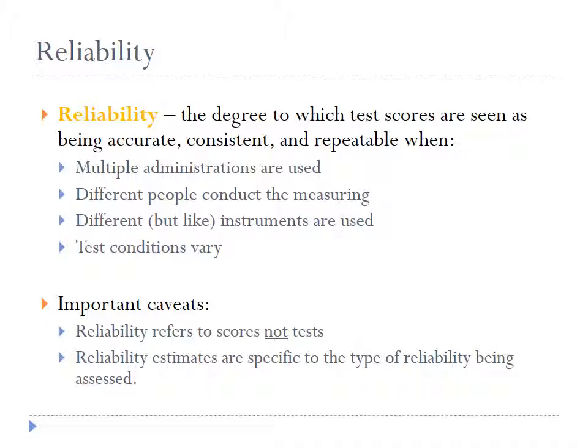Reliability is the degree to which test scores can be viewed as accurate, consistent, and repeatable. The key word here is consistency. Reliability refers to consistency over time. People talk about wanting reliable transportation. What is it that they mean? They want transportation that they can depend on, that will function correctly time after time.